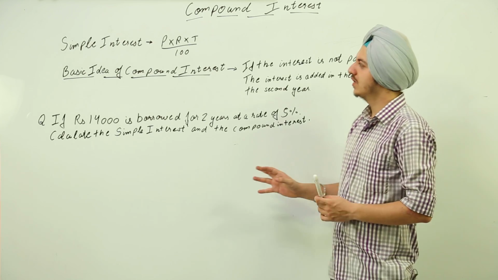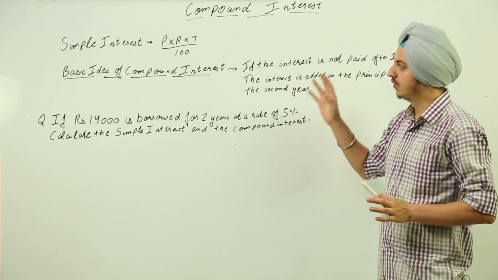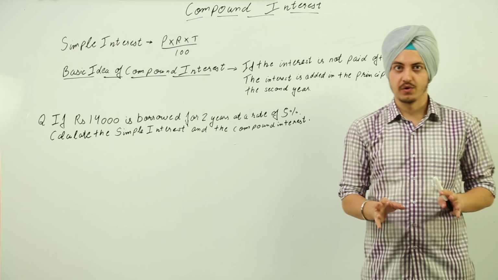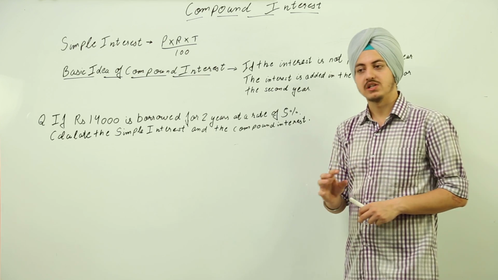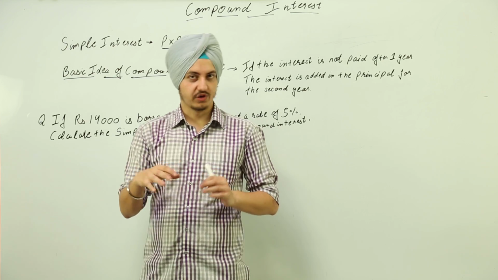Now we know what simple interest is: principal into rate into time over 100. Now what is the basic idea behind compound interest? Compound interest comes into factor if the money is borrowed for more than 1 year.